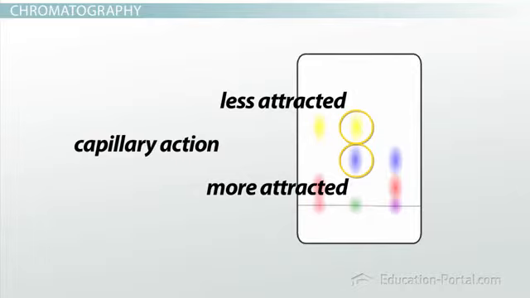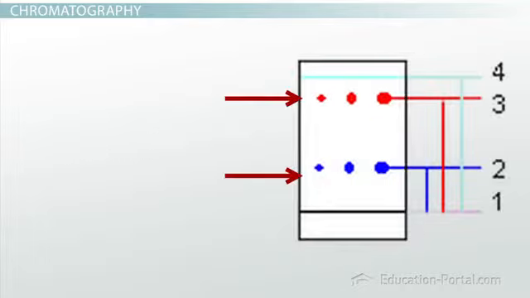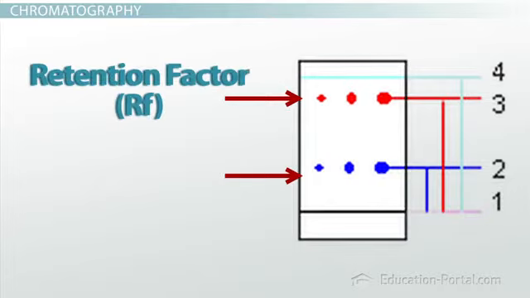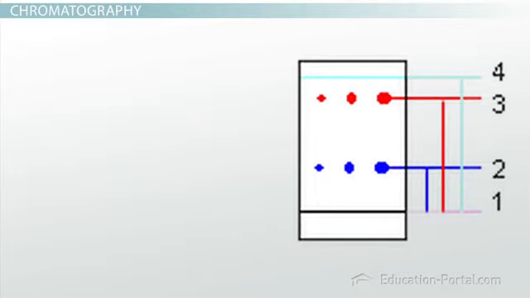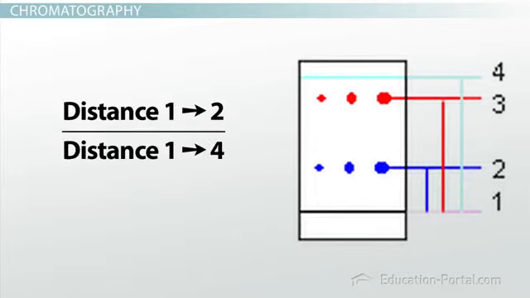The distance that each dye travels is measured from the starting point, and a value called a retention factor is calculated. The retention factor, or RF, is the distance the dye travels compared to the total distance the solvent traveled. So in this example, we would calculate the RF for the blue dye by taking the distance between points 1 and 2 divided by the distance between points 1 and 4.